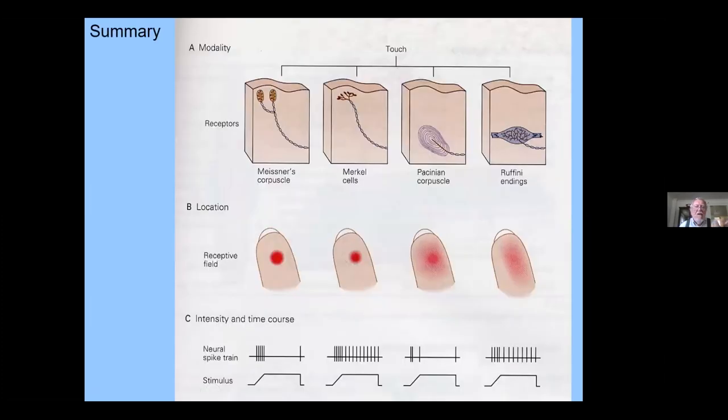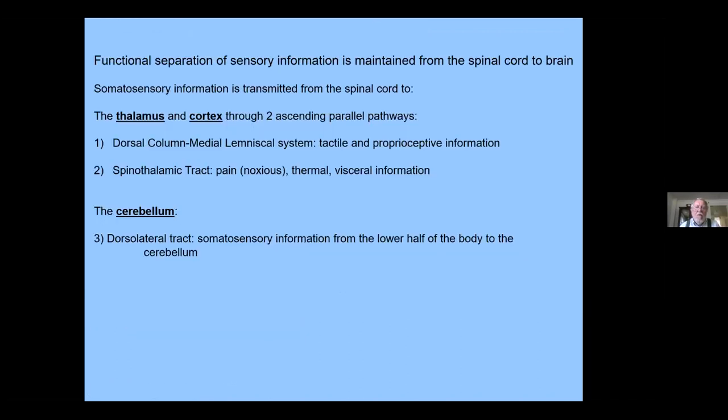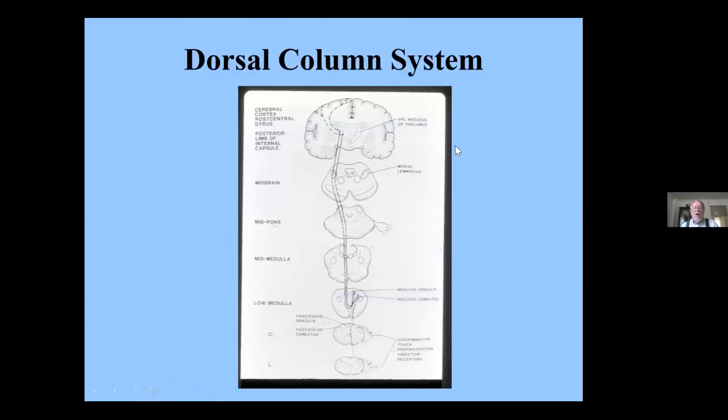And again, looking at these receptive fields of the Meissner corpuscle, Merkel cell, Pacinian corpuscle, and Ruffini end organ. Okay, and then there's a summary of that. And again, we talked about the dorsal column and spinothalamic tracts. I'll now be talking about how you get there, and then the dorsolateral tract that we want to cover. So now we go to the dorsal column system.